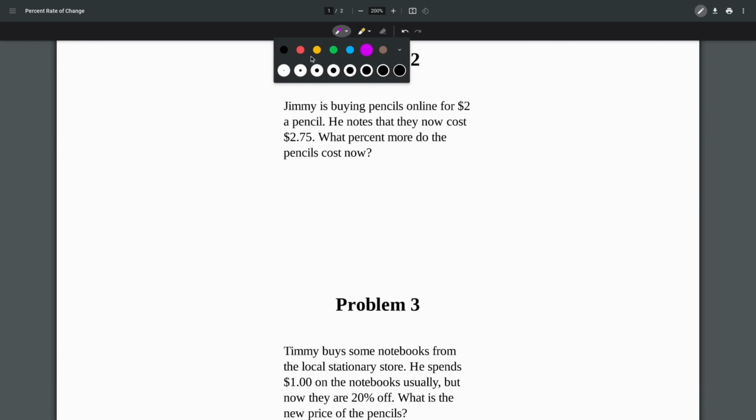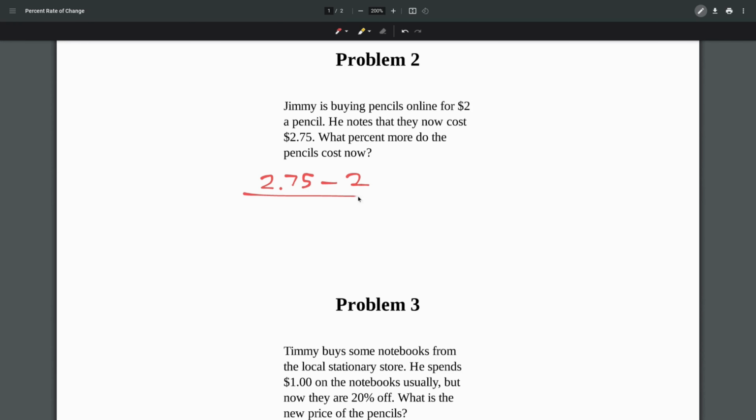Okay, same process. What we're going to do is take the new cost, $2.75, and subtract the old cost. We'll divide that by the old cost, and we'll multiply by 100. So this is going to be a decimal, and we'll change it to a percent by multiplying by 100. Okay, so 2.75 minus 2 is 0.75 divided by 2 times 100.